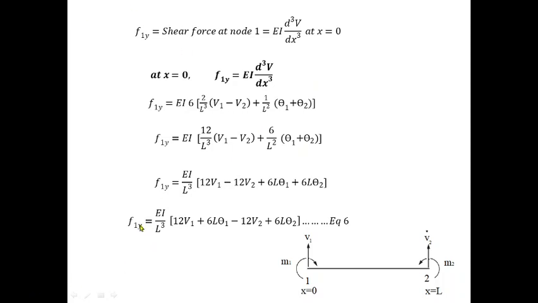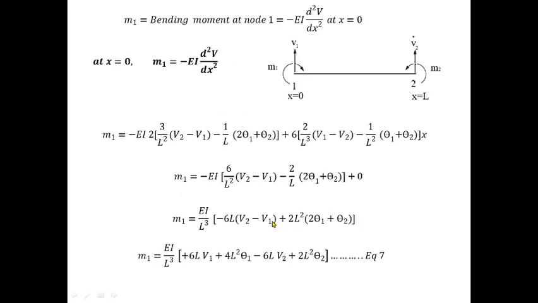And F1y we end up with, you need to rewrite this in terms of v1, theta 1, v2, theta 2 according to the sign. Same way I have written: 12 v1 plus 6 L theta 1 minus 12 v2 plus 6 L theta 2. Now one more part, we are done with v1, and what is m1?